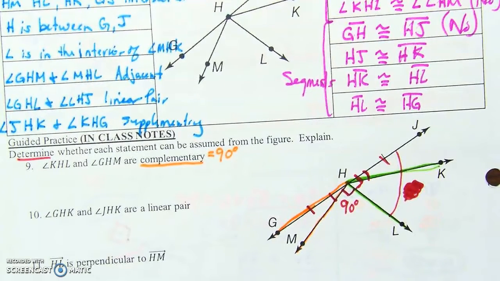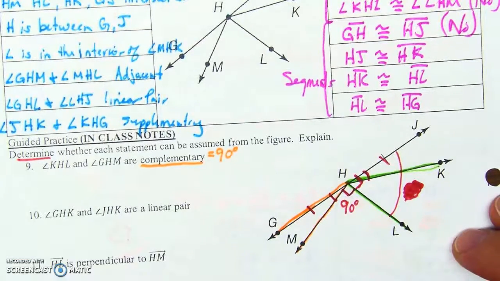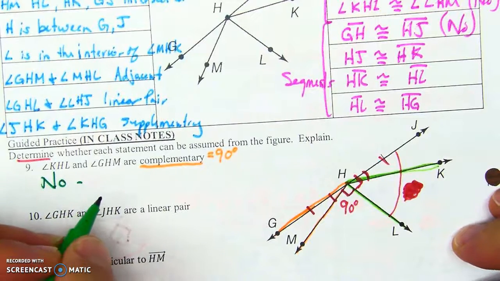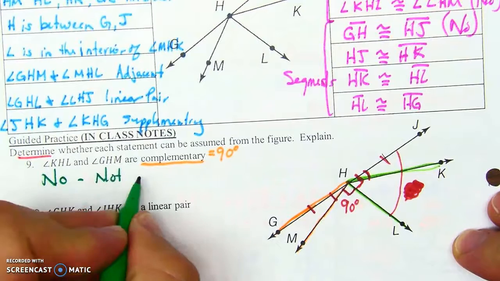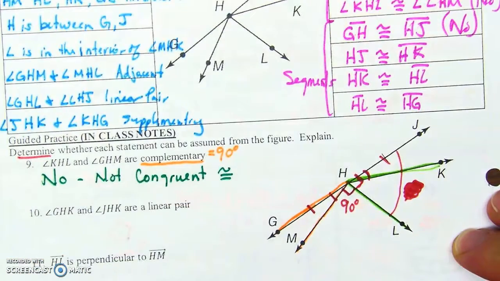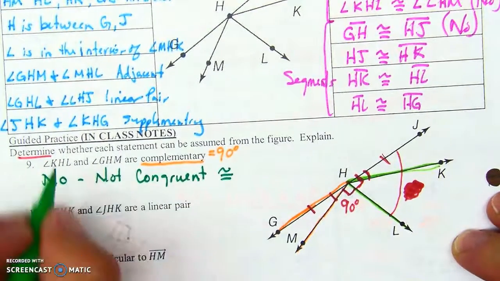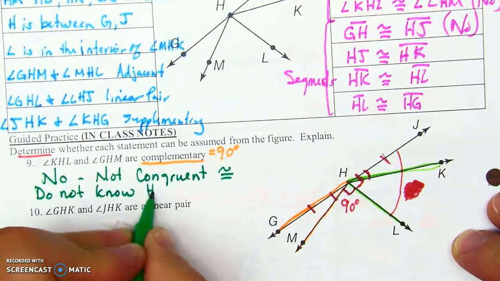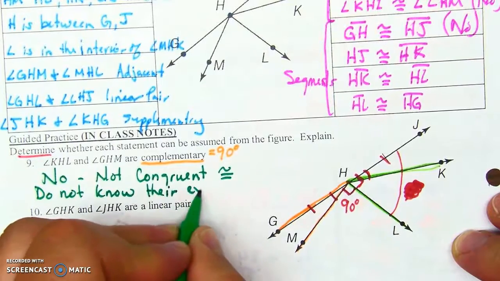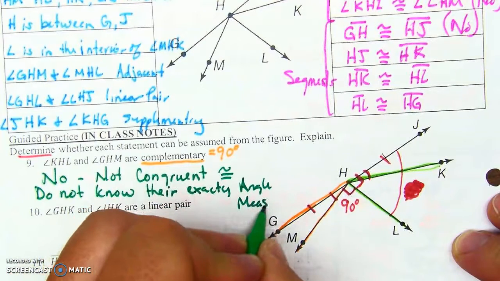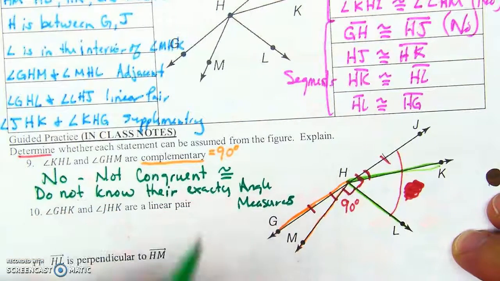Okay, they are congruent, but we do not know anything about their exact measures. That's the problem. That's where my brain was thinking. So the answer is no, we cannot. And it's that they are congruent, which is the symbol that we always talk about, and because we do not know their exact angle measures, okay, on that whole thing.